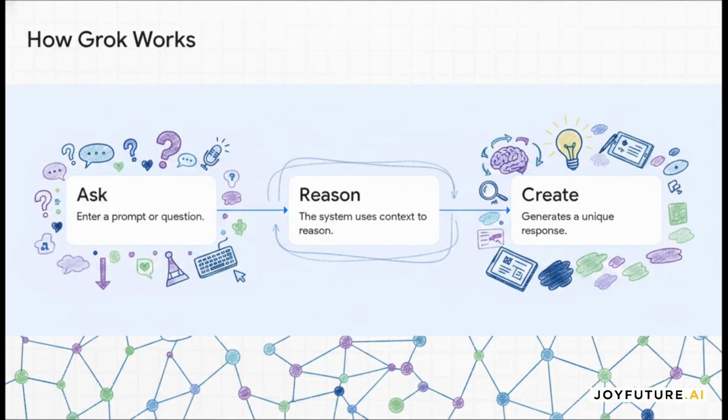Okay, so how does it actually work once you walk through that front door? It basically relies on a really simple flow: ask, reason, and create. See, like other modern AI, it doesn't just pull up a stored file from a database. Instead, it takes your specific prompt, it reasons through the context using these massive data patterns, and then it generates a completely unique response for you right there in real time.